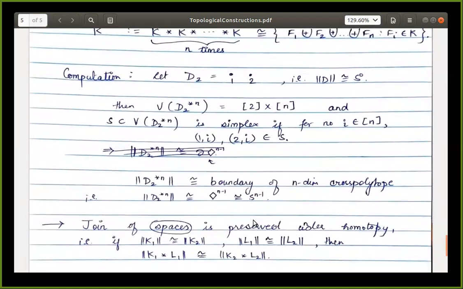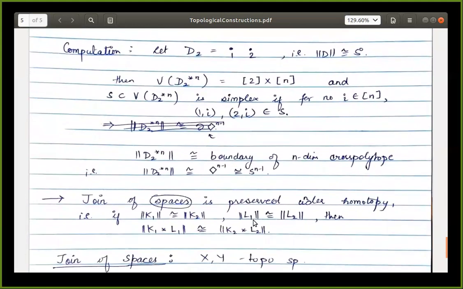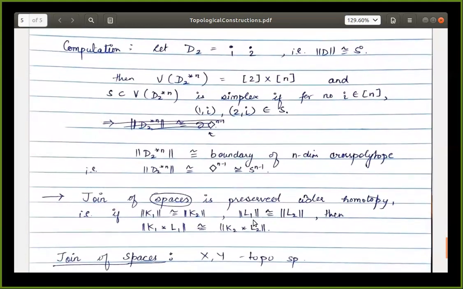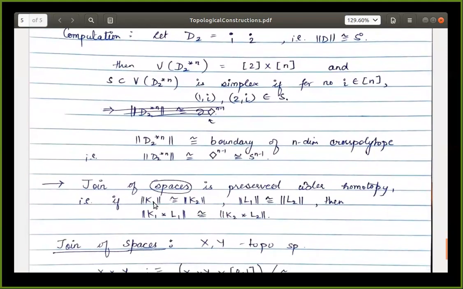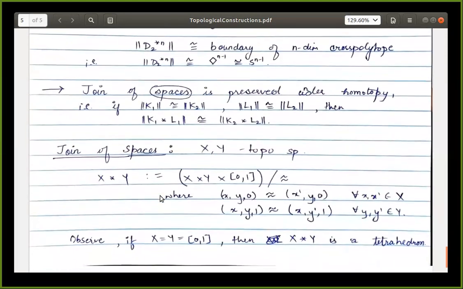Now, another good property about join is that it preserves the homotopy type. What does that mean? That if you have two simplicial complexes whose geometric realizations are homeomorphic, then taking their joins gives homeomorphic spaces. But so far we do not even know what a join of spaces means. So let's just see that first.